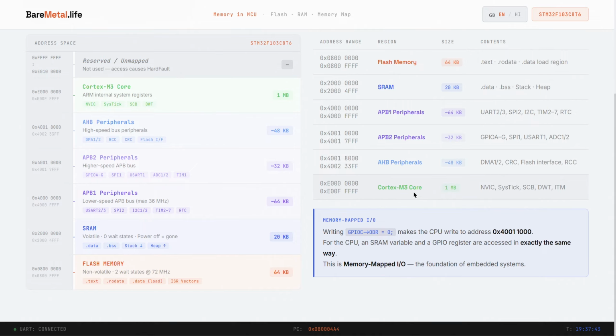Next, Cortex M3 core, 0xE0000000 to 0xE00FFFFF. This region belongs to the ARM Cortex M3 core itself, which contains the internal system registers. Here you will find NVIC, that is the nested vectored interrupt controller. You'll also find SysTick, the system timer, SCB, system control block, as well as DWT, data watchpoint and trace.